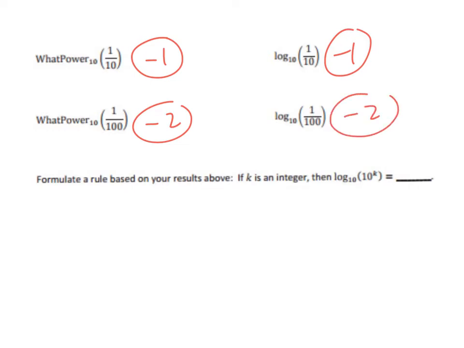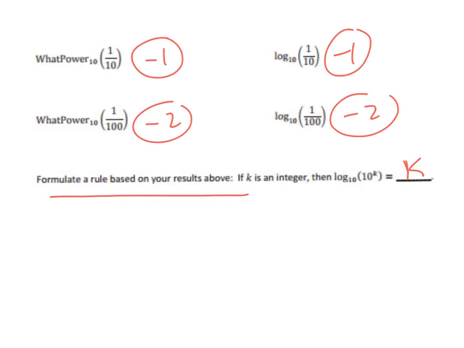So formulate, come up with a rule. Here's what they want you to do. What if k is an integer? What do you think? Pause and think about it, write that down, and I'll come right back. Okay, I hope you realize the way it's working out is it would be k. Whatever that integer is, that's what it is. That's our general rule.